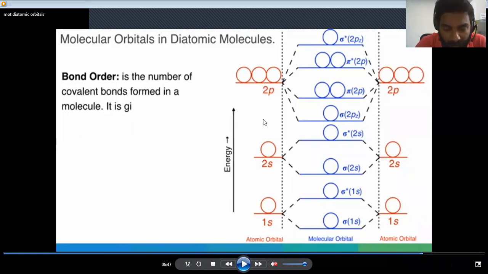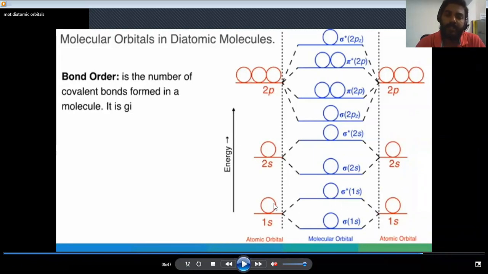I will repeat again. This is the energy level diagram. This is the increasing order: 1s, 2s, and 2p. We can write like this: 1s, 1s, 2s, 2s, 2p, 2p. Here 1s has 2 electrons, 2s has 2 electrons, and 2p has 6 electrons.